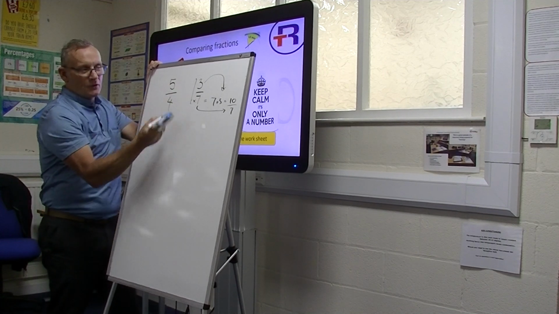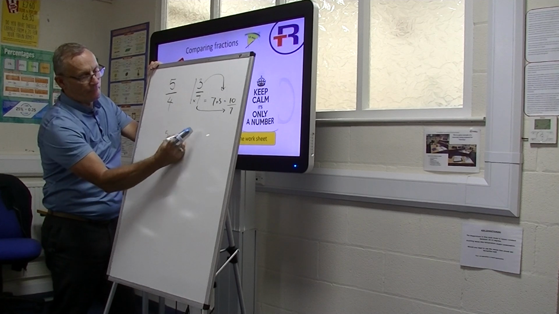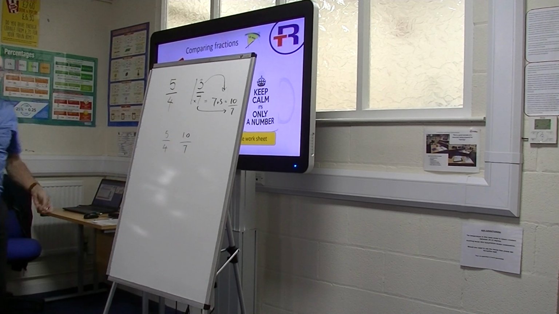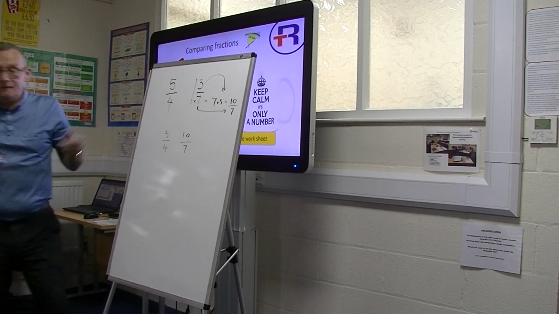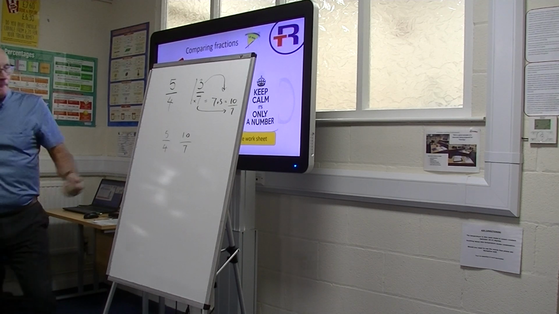So as not to confuse ourselves, I'm just going to drop them down a little bit. There we go. 5 over 4, 10 over 7. They're both fractions. Yes, they are improper fractions, but they're still fractions. So now we just follow the same procedure as we've done before.